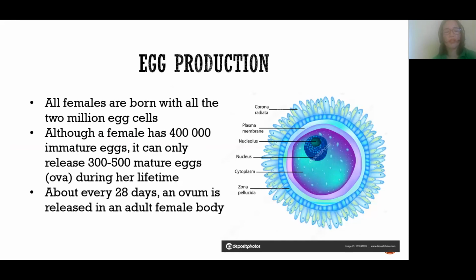So for egg production, if the male has, for every ejaculation, 3.5 milliliters of semen containing 300 to 400 million sperm, in the female it's different because all females are born with millions of eggs, but as she enters puberty, she has 400,000 immature eggs, and she can only release 300 to 500 mature eggs during her lifetime. So it's so few, okay? And that is released about every 28 days in an adult female body. So in the reproduction cycle, we'll understand when the ovary will release its mature egg.